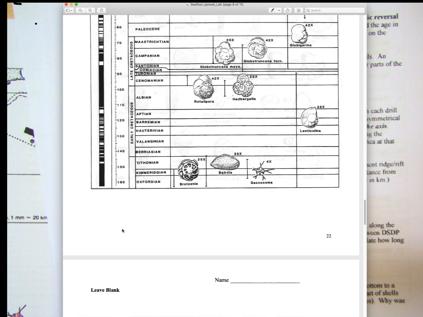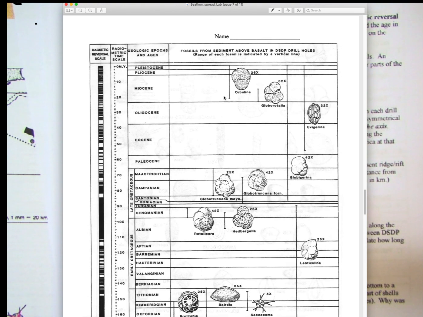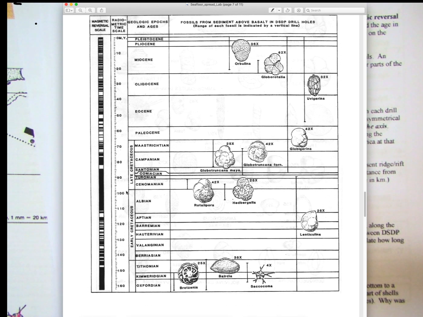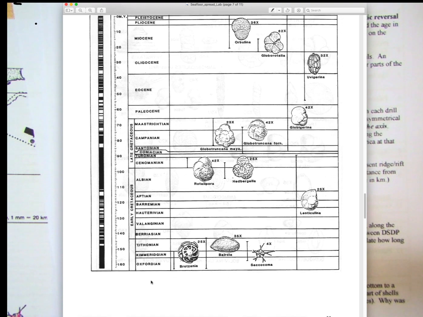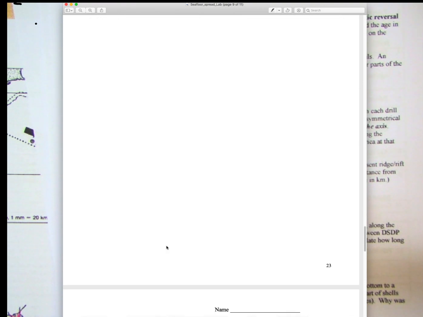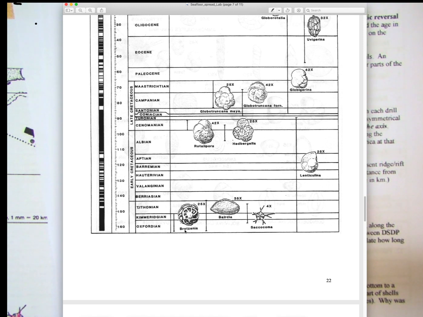So on the preceding page here, we have the age ranges for all the different types of plankton, foraminifera, going back in geologic time to about 160 million years old. Remember, the seafloor is no older than about 160, 180 million years because eventually it gets subducted. But note that for hole 105, we have these 4 fossils, and those 4 fossils match up with these: Brotozenia, Biardia, Sacocoma, and Lenticulina.